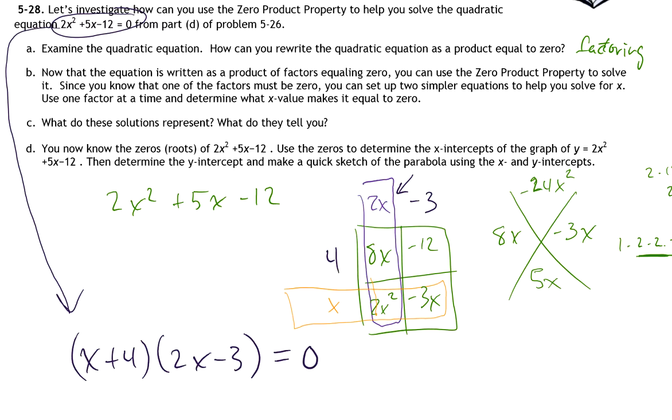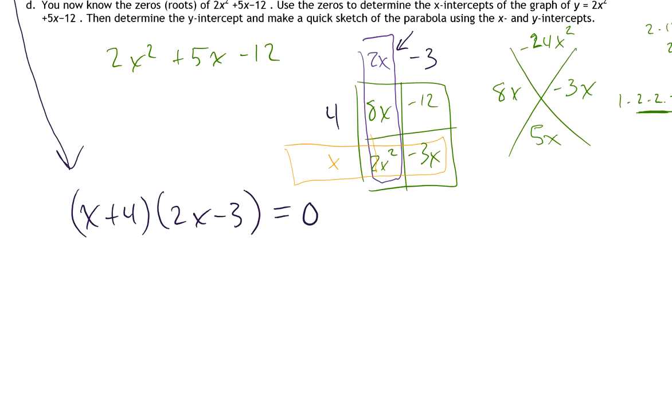Well, this is sweet because I know one of these has to be 0. So I would start with this. I'd say x plus 4 equals 0 is one of the simpler equations. And the other one would be 2x minus 3 equals 0. That's the other simpler equation.